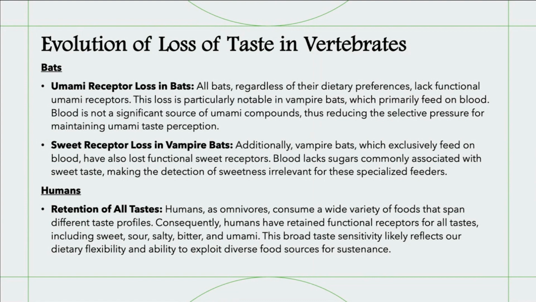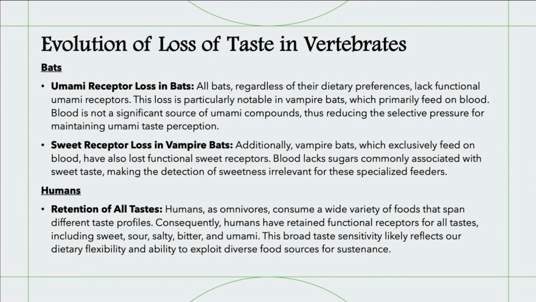And because of this, and because they only eat blood, there was no need for them to have the umami receptor, so eventually they lost it. They also lost the sweet receptor for this very same reason, because these bats are not eating carbohydrates. They're literally only feeding on blood, and blood doesn't have sugar. And because of that, the taste buds are not being utilized. So if something is not being utilized, eventually that structure is going to go.